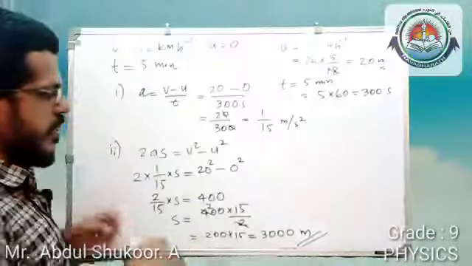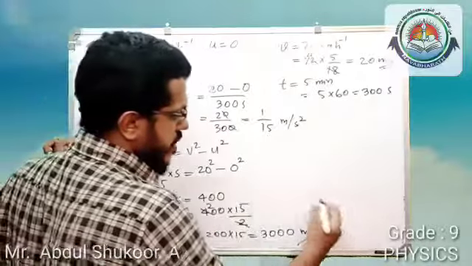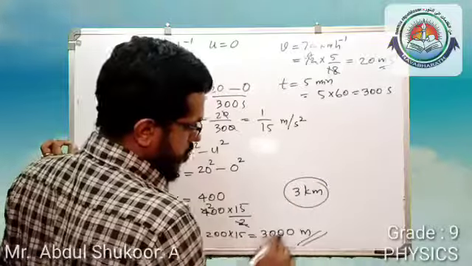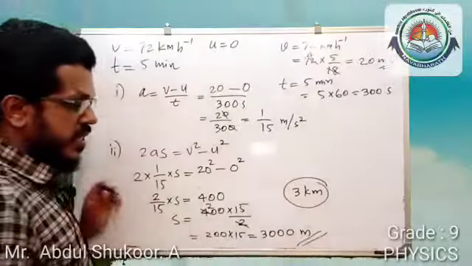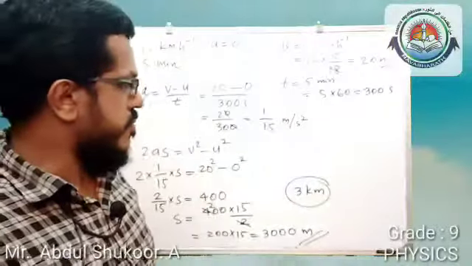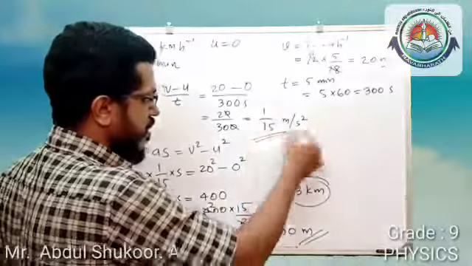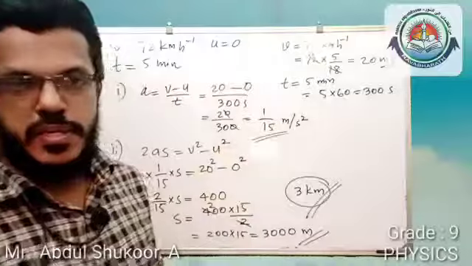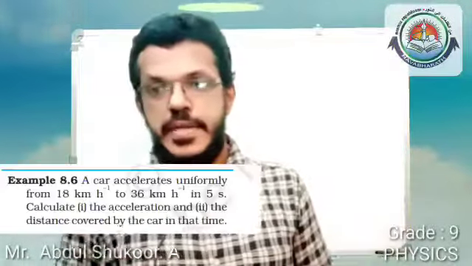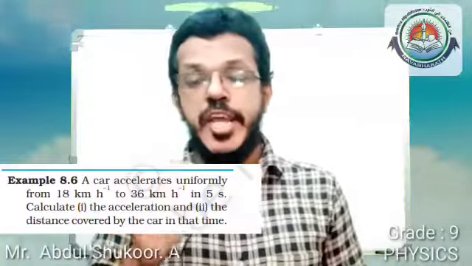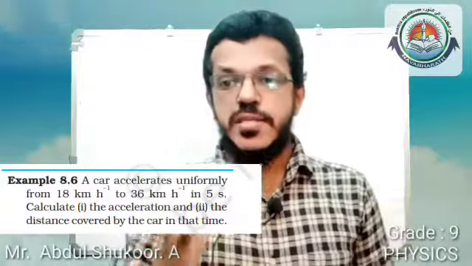This 3000 meter can be converted into kilometer, that is 3 kilometer. Okay, this is the answer. The acceleration is 1 by 15 meter per second square, and the distance traveled is 3 kilometer. Do you understand? Next question.